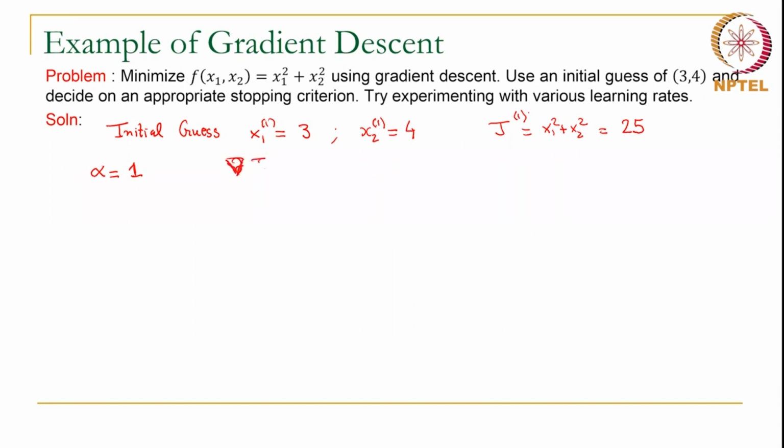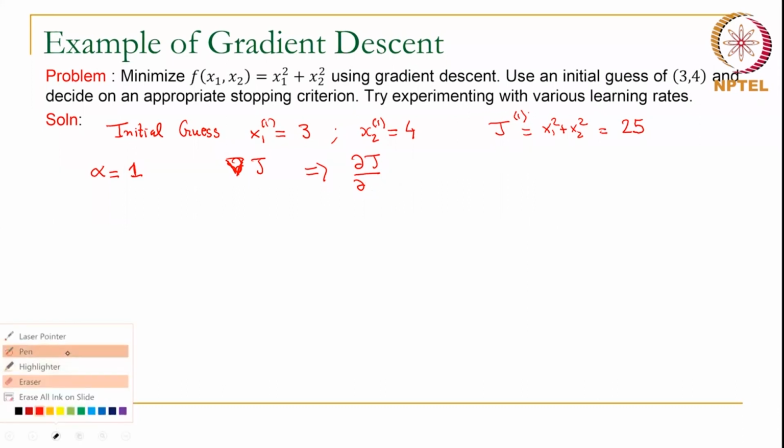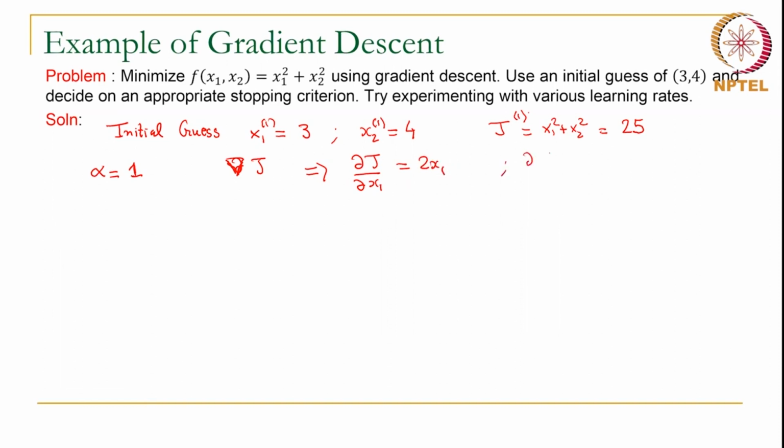We first need to calculate the gradient. Del J del x1. What is this equal to analytically? Sorry, I've been using x1. Analytically, obviously 2x1. Del J del x2 is 2x2. Okay. So del J del x1 at this first iteration is equal to 6. Del J del x2 equal to 8.